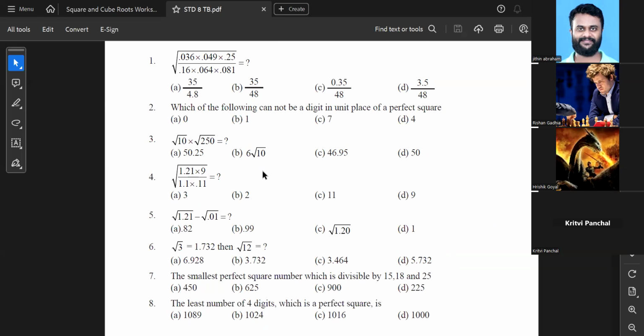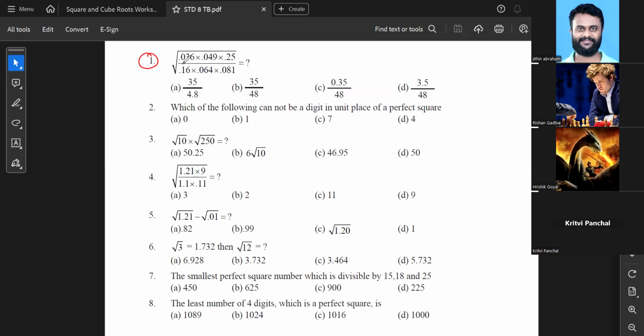I'll solve randomly few questions from the exercise, so that for those who might have not attempted these exercises, it can be a practice for them. Okay. And for those who already have solved this problem, it will be just a practice for you guys. Okay. Now, first question I'm attempting.